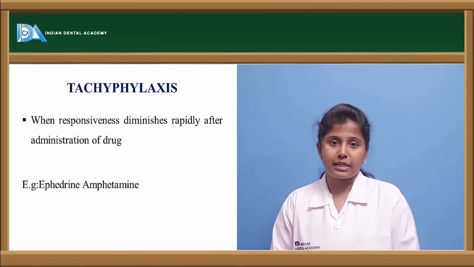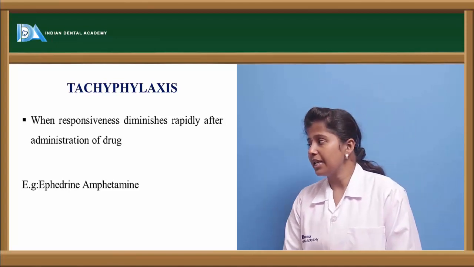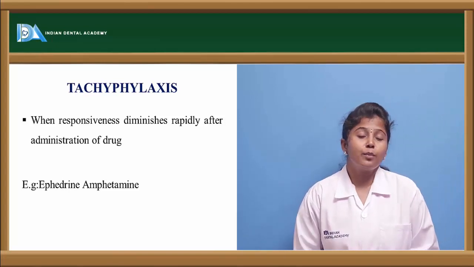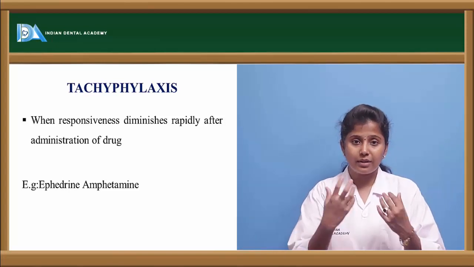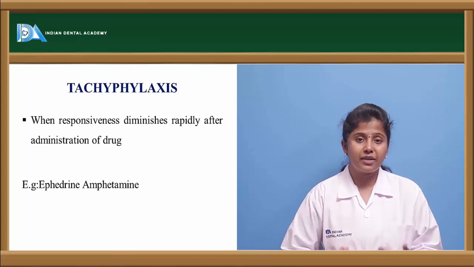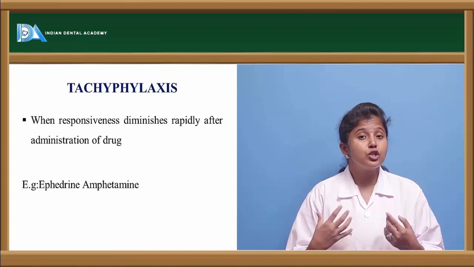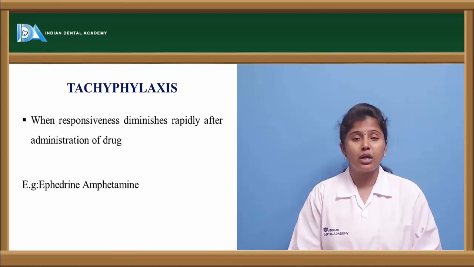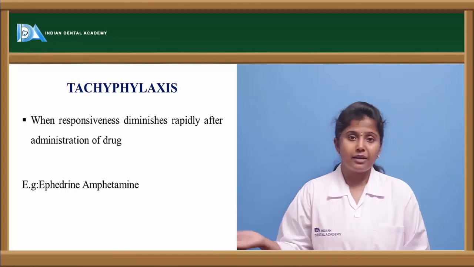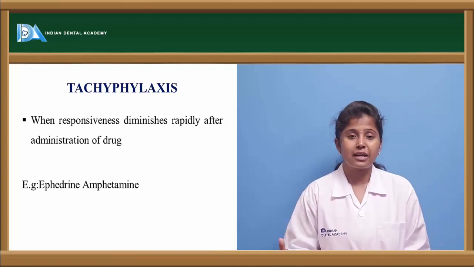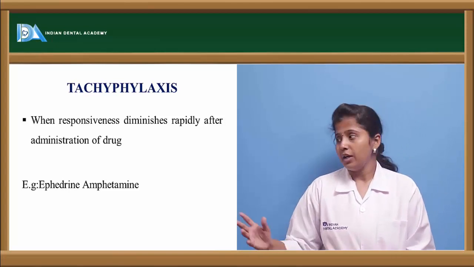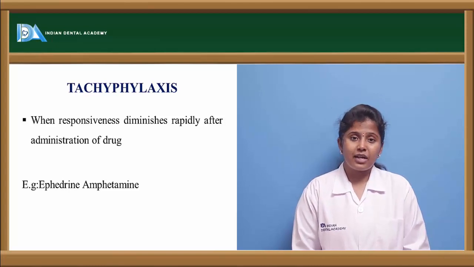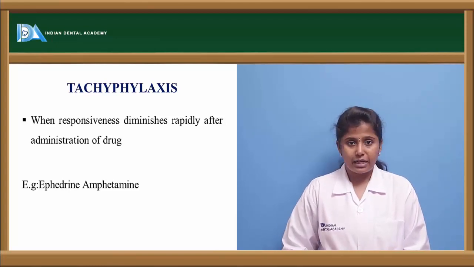The other one is tachyphylaxis. Tachyphylaxis is when a drug is administered and the response shown by the drug is completely abolished. Whatever action is shown by the drug will be completely removed, or the drug will not show any effect at all. For example, with drugs like ephedrine and amphetamine, if a person has tachyphylaxis, then these drugs will not show any effect in the body.